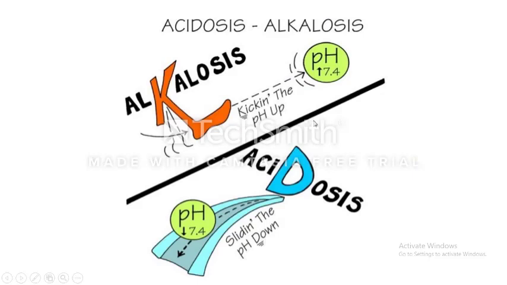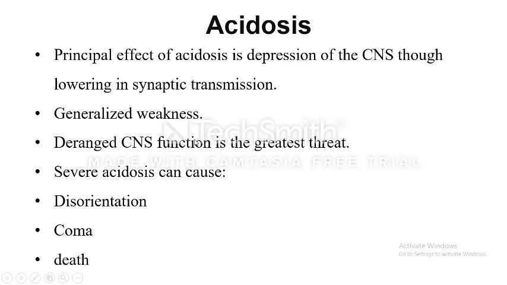So here you see a very good description of alkalosis and acidosis. Alkalosis, K, means kicking up the pH above 7.4, while acidosis, D, means sliding down pH below 7.4. So this is acidosis and this is alkalosis. Now we will discuss acidosis in detail.